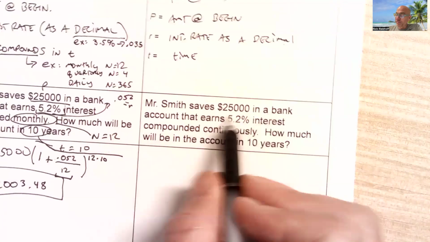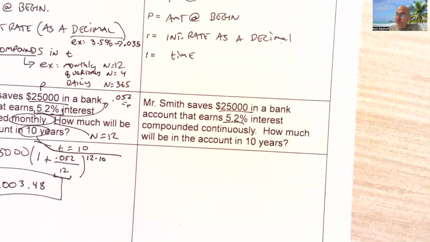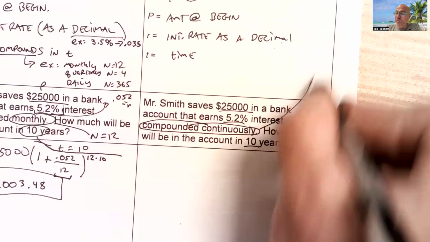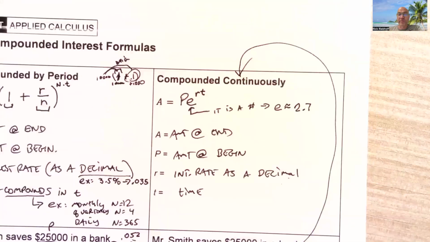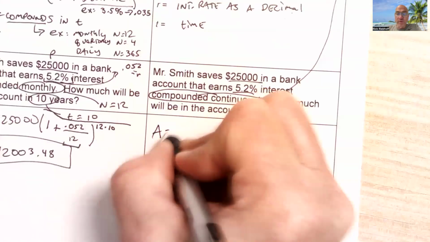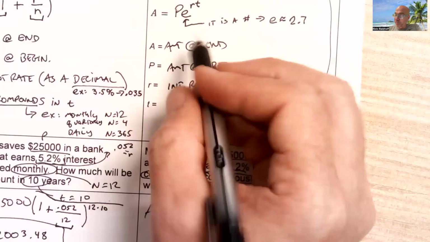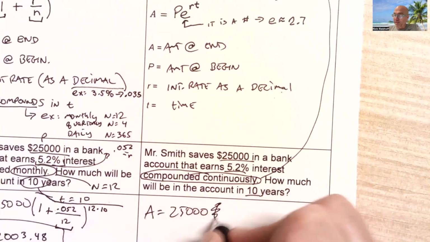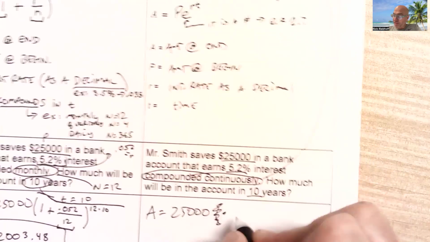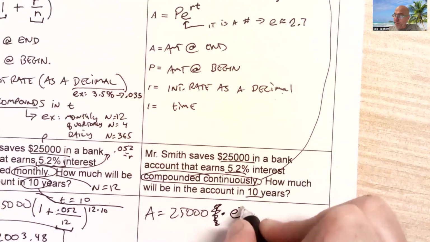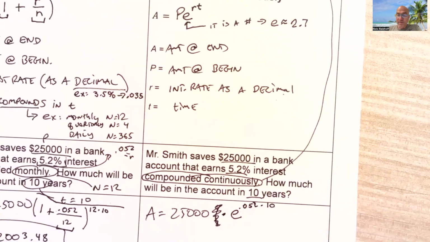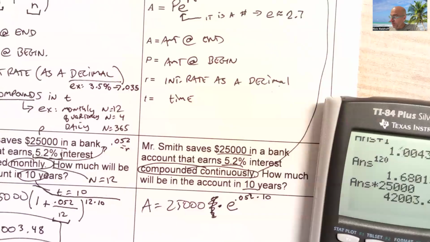All right, Mr. Smith says same amount, same interest rate, same years, but this says compounded continuously. When you see the words compounded continuously, you use the continuous formula, which is A equals P E to the R T. All right, so let's plug it in. A equals P, which is my principal, 25,000 times E raised to the R, 0.052 times T, which is 10. Cool. Let's just try plugging all of that in.